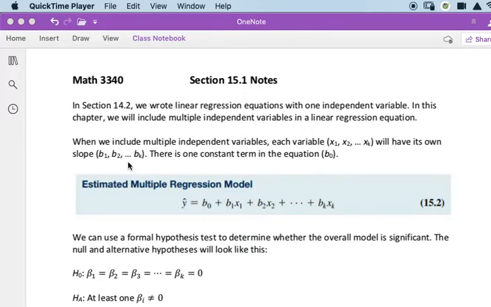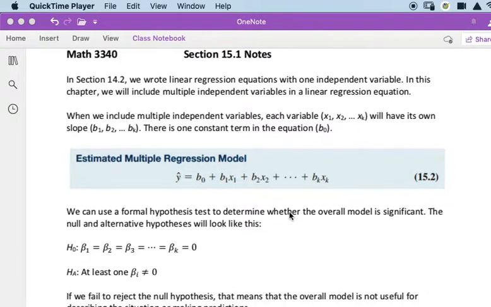And there's only going to be one constant term in the equation, or the intercept, which will be b0. So this is what the multiple regression model or equation will look like. Y equals b0, the constant, plus b1 times x1 plus b2 times x2 for however many x's we have.